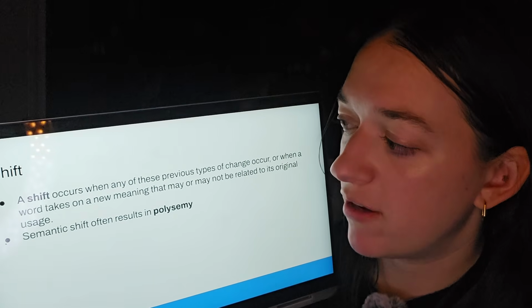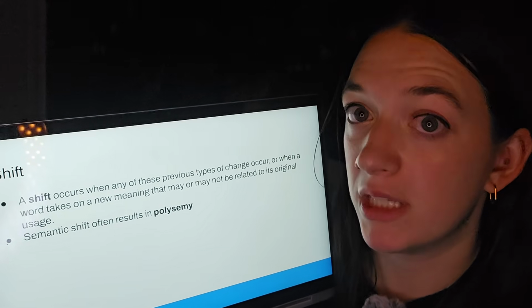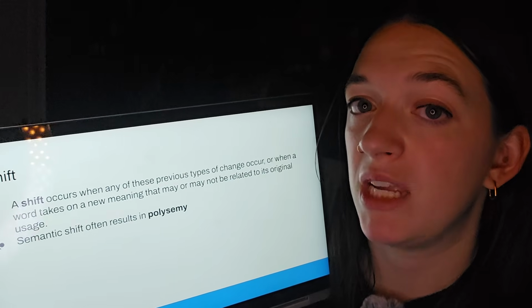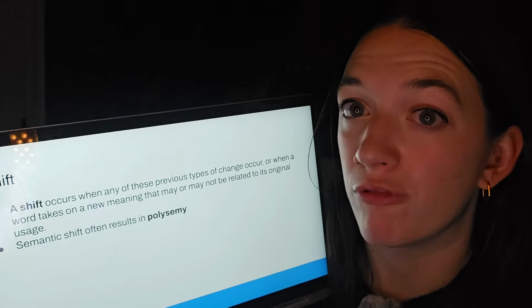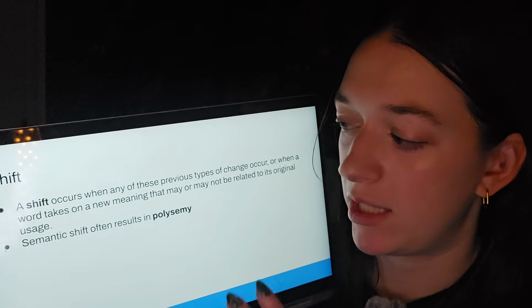And semantic shift often results in something called polysemy. We've talked about polysemy in a prior video, but it's when a word has two or more related but different meanings.